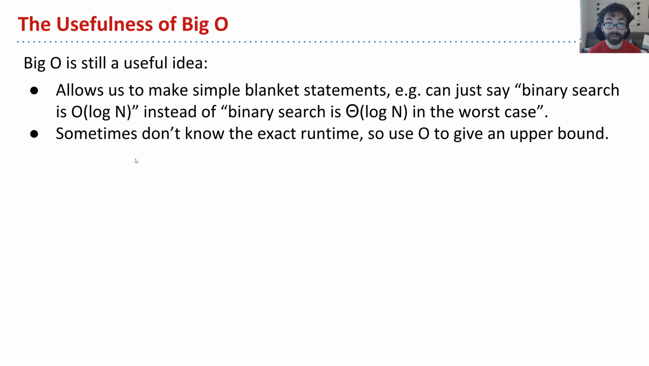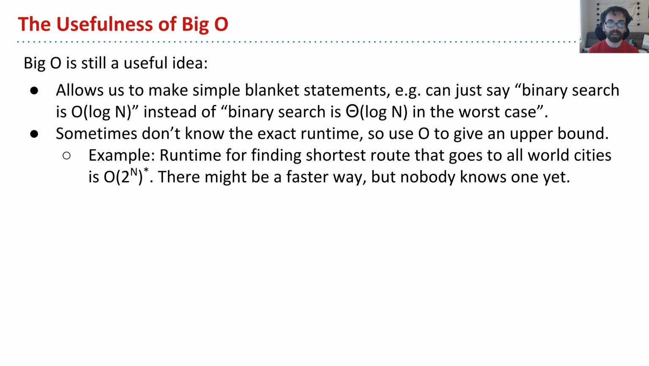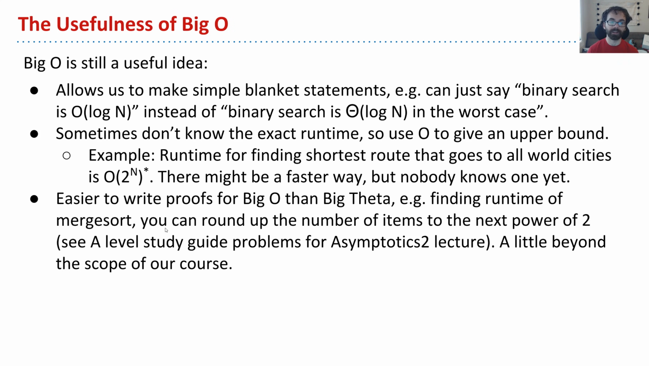Now, there are other reasons that big O is useful, above and beyond linguistic convenience. For example, sometimes we don't know the exact runtime, so we use big O to give an upper bound. As an example, if you wanted to write a program that can find the shortest route to all world cities, under certain assumptions I haven't listed here, all I can tell you is that the runtime is big O of 2 to the n. There might be a faster way, but nobody knows one yet. Maybe there's some better algorithm, but as far as we know, this is the best we have so far. So all I can say is it's big O of 2 to the n because no better algorithm is known.